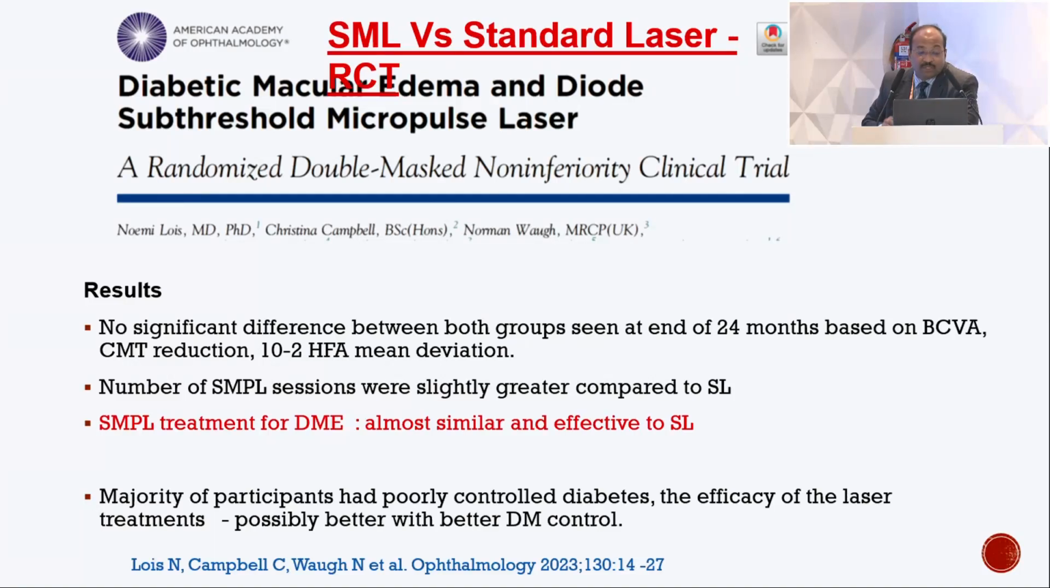And they found that there was no significant difference between both groups at the end of 24 months based on visual acuity and CMT reduction. Number of micropulse laser sessions was slightly greater than standard laser, and they felt that micropulse laser was almost similar and effective to standard laser, but they did add a rider that the majority of patients had poorly controlled diabetes, and therefore they couldn't make a very strong comment about the efficacy.